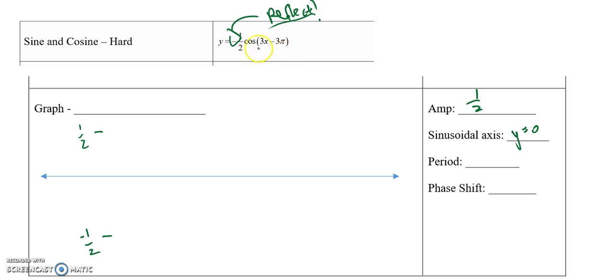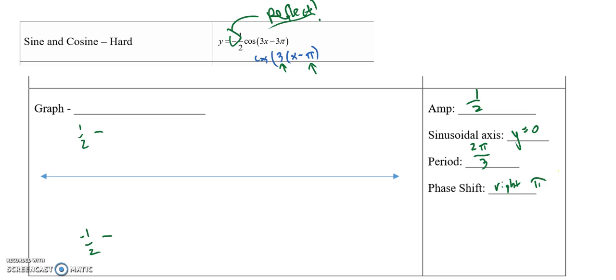Then I've got some horizontal transformations. First of all, I need to factor out this 3 so that I can isolate the horizontal shift from the adjustment to my period. So I divide 3x by 3 and I get x, and I divide 3 pi by 3 and I get pi. So now I'm looking at a b value of 3 and a phase shift or horizontal shift of pi. That means my period, instead of being 2 pi, is now 2 pi divided by 3. So everything's been horizontally shrunk.